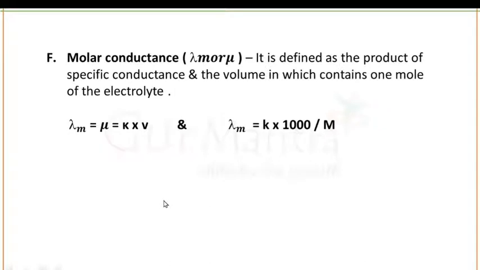Next term is molar conductance. Molar conductance is denoted by a symbol lambda m or mu. You have to remember this. Molar conductance is denoted by mu. This is defined as the product of specific conductance and the volume which contains 1 mole of electrolyte. Lambda m or mu is equal to K into V. And as you know, what is V? V is volume, that should be in milliliter. So lambda m is equal to K into 1000 upon m, and m is the concentration of solution.